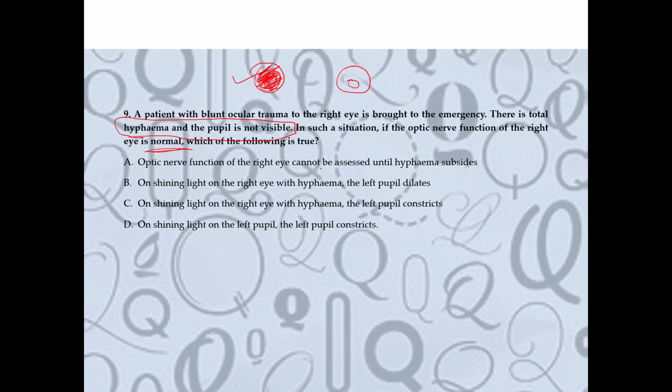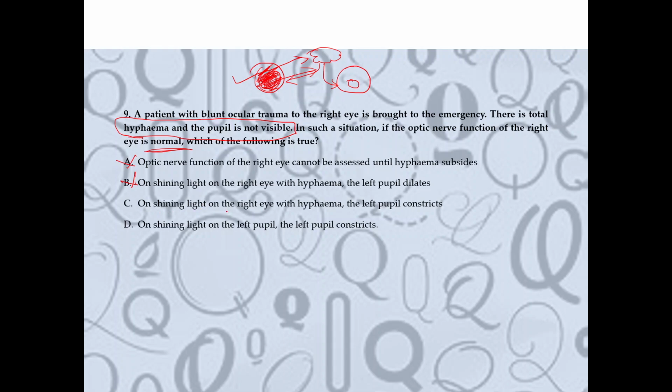Optic nerve function of the right eye cannot be assessed until the hyphema subsides. It is not true. Why? Because the afferent fibers from here go to the brain, and then the efferent fibers come from the brain to both eyes, causing pupillary constriction of the left eye as well. So this statement is wrong. You can still assess the visual function of the right eye. On shining light on the right eye with hyphema, the pupil of the left eye dilates. So you are saying when light is shown here, this pupil is dilating. Is that right? If the conduction of this eye is good, this should not happen, right? So this statement is wrong.